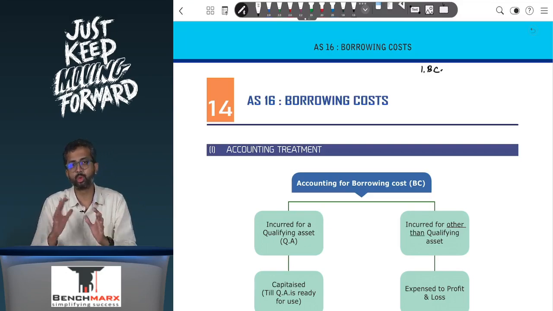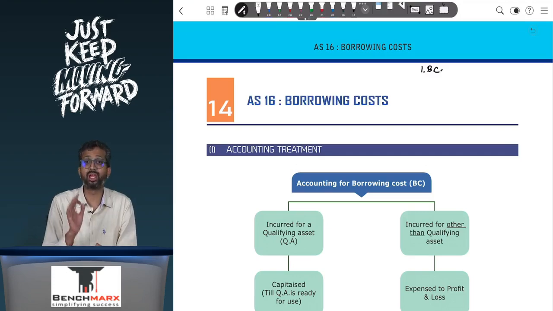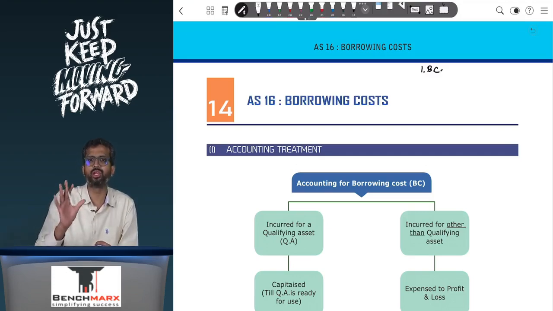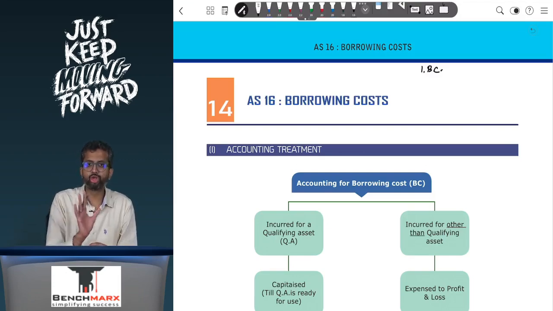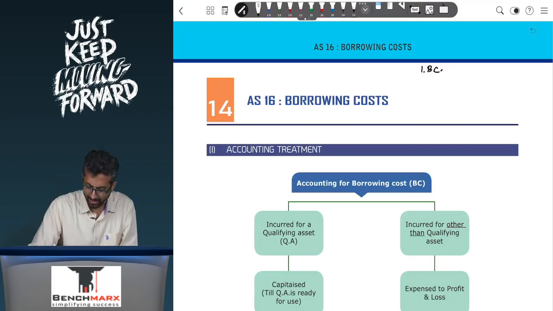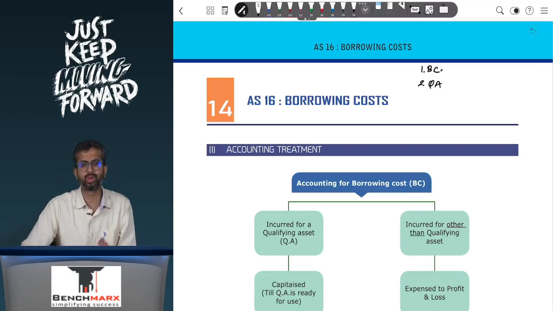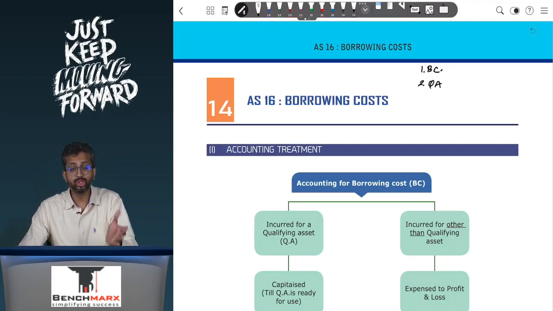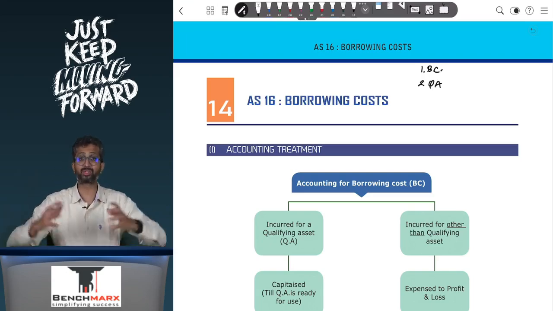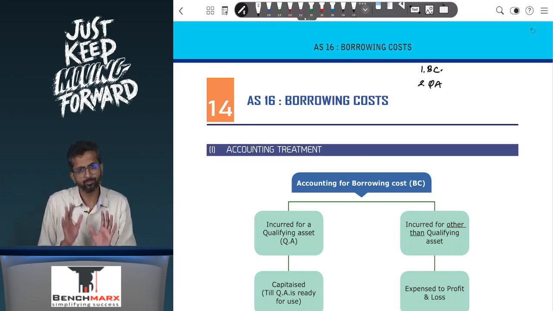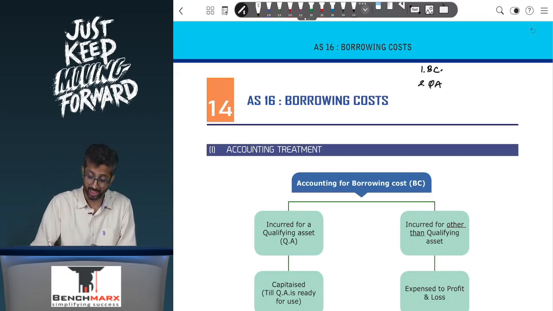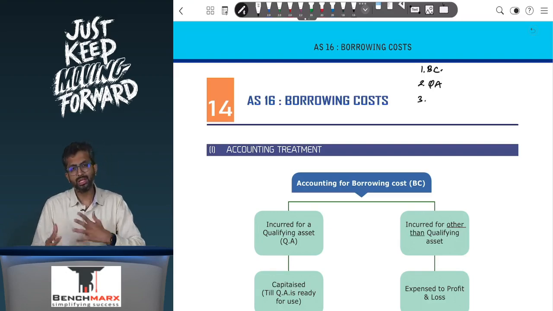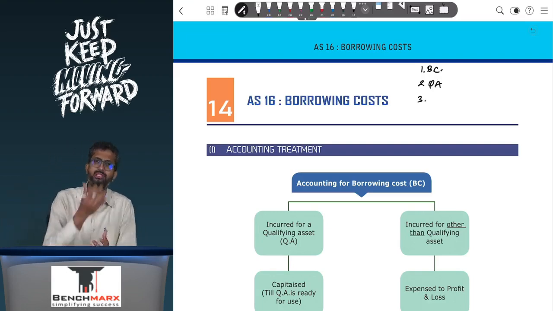However, AS16 over here comes up with an exception. It says that if the borrowing cost is attributable to a qualifying asset, then it should be capitalized. Now, why should it be capitalized? We will see. But before that, we need to figure out what is a qualifying asset. Second is understanding what is meant by qualifying asset. Simplistically, for the time being, we will say a qualifying asset is an asset which necessarily or ordinarily takes a substantial period of time to be ready for its intended use. We will figure out what all of this means, but you need to first figure out what is a borrowing cost, then what is a qualifying asset, and third, will interest for this qualifying asset always be capitalized?